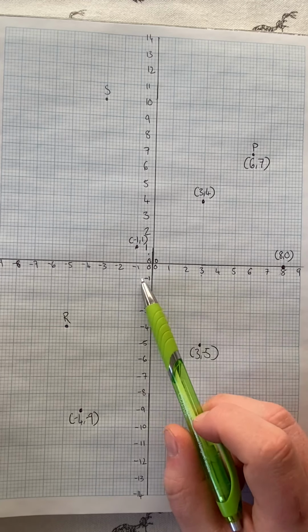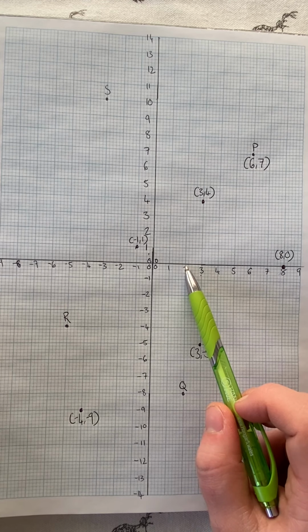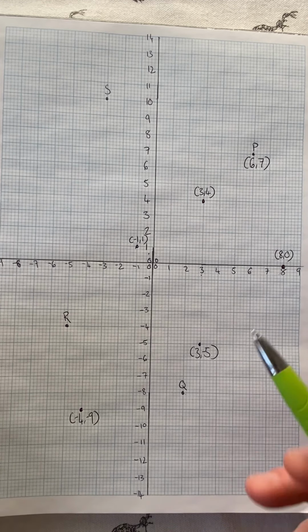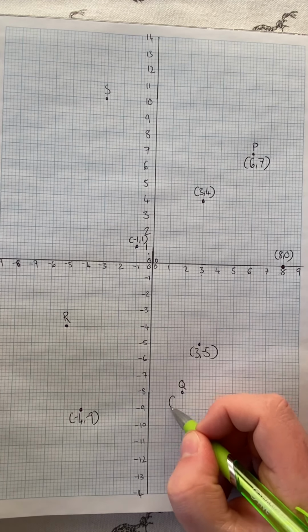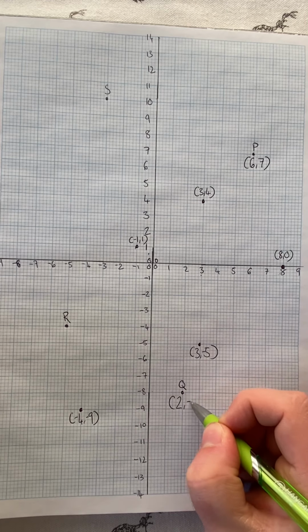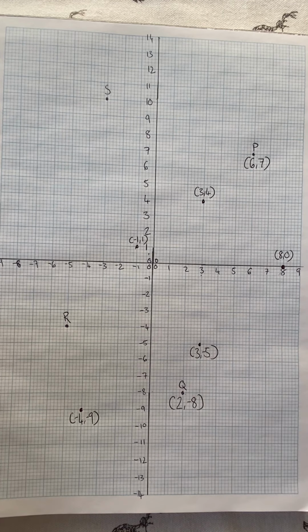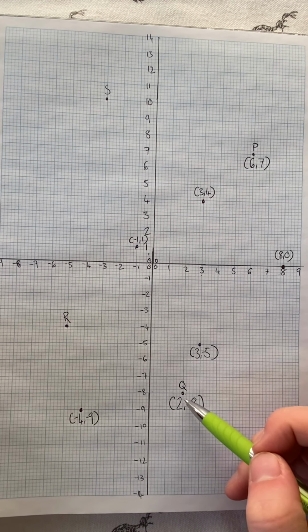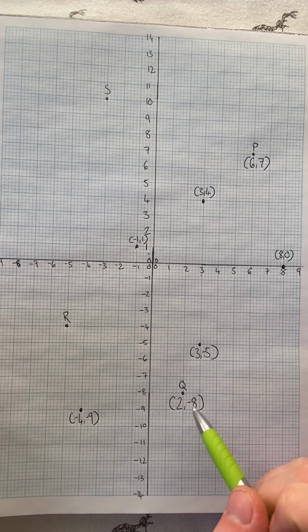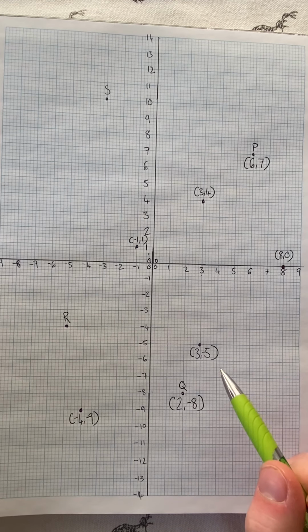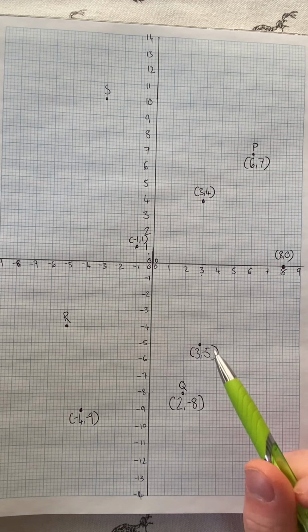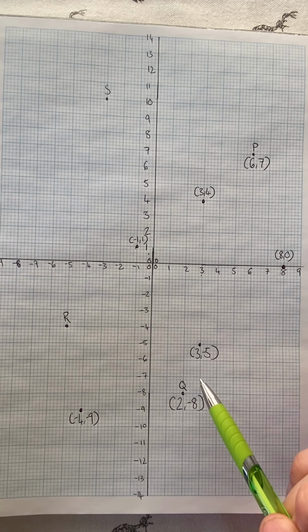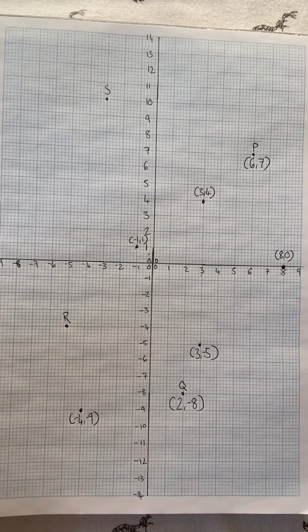So for Q, we go across 2 and we go down 8. So we go across 2 down to -8. Our coordinate is 2 minus 8. In this quadrant, our second coordinate, the y coordinate, will always be negative, and the x coordinate will always be positive.